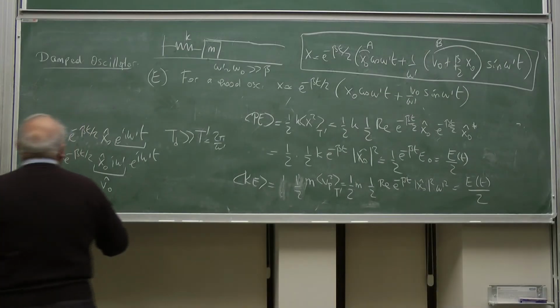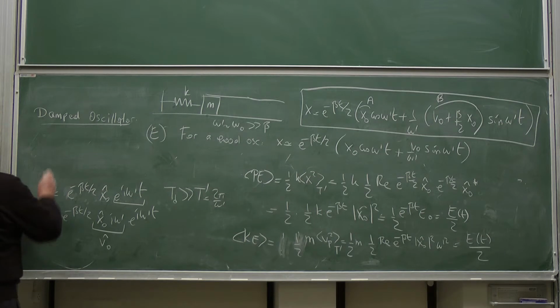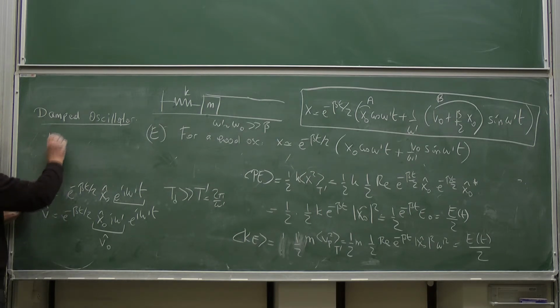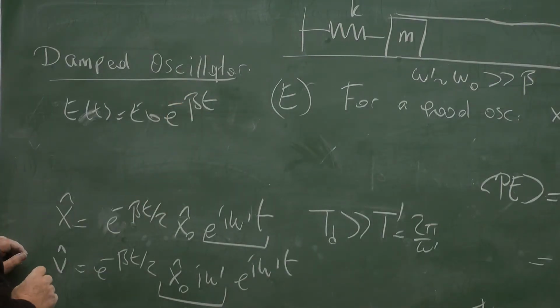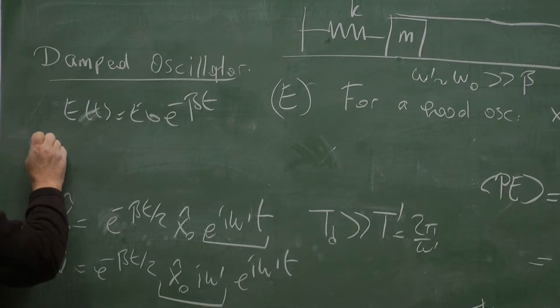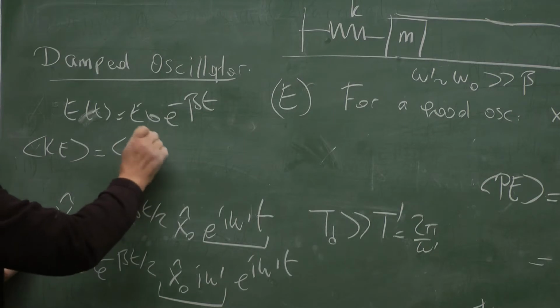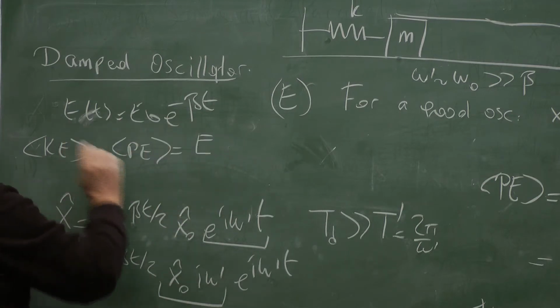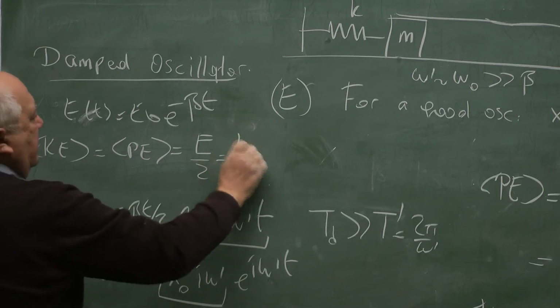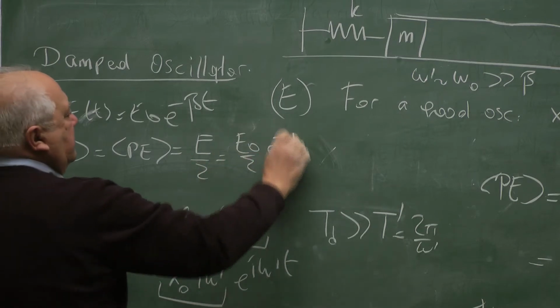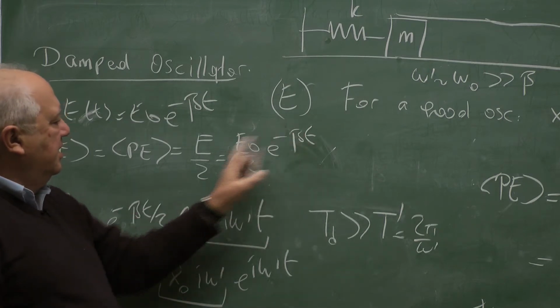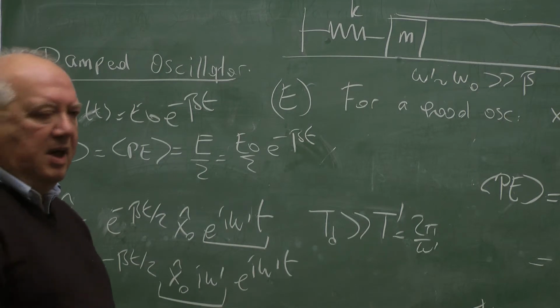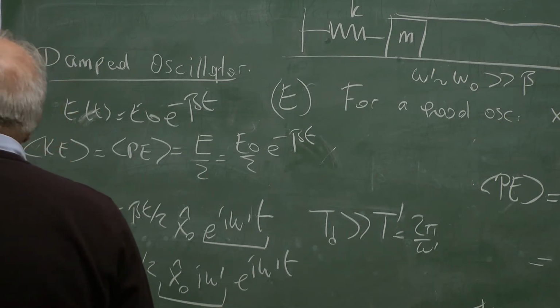To summarize so far the energy argument, energy goes as E of t goes as E0 e to the minus beta t, and kinetic energy average is equal to potential energy average, and that's E over 2, namely E0 over 2 e to the minus beta t. So if it were an ideal oscillator, beta would have been 0, E0 over 2. So it makes contact with the previous result.